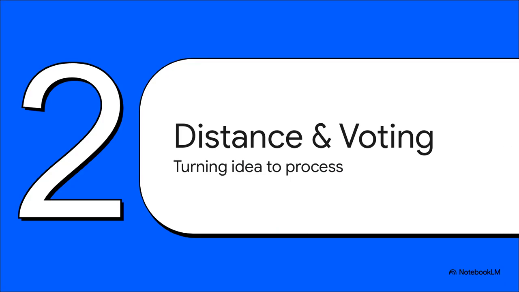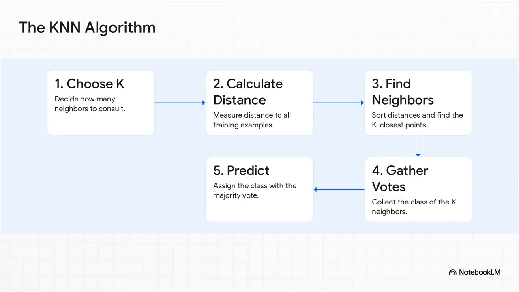So how do we take this cool idea of neighborliness and turn it into a concrete process that a computer can actually follow? Let's break down the exact steps. It really boils down to this 5-step playbook. First, you, the human, have to pick a value for K. That's how many neighbors we're going to ask. Then, the algorithm gets to work. It measures the distance from our new mystery point to every single other point it knows about. It finds the K closest ones, checks out their labels, and then it holds that vote. Majority rules, and bam, that's our prediction.